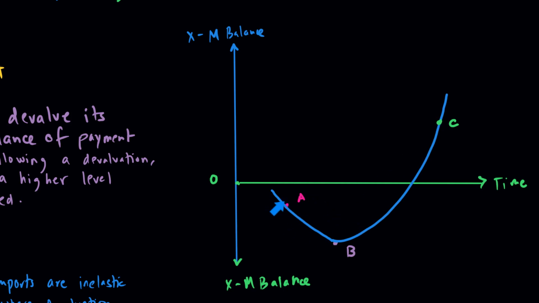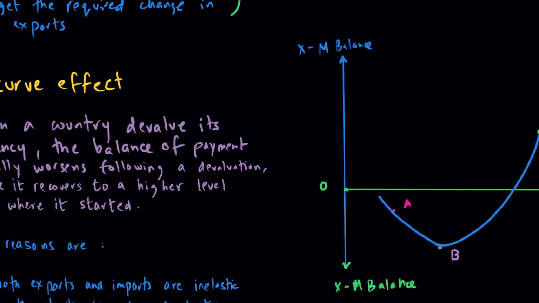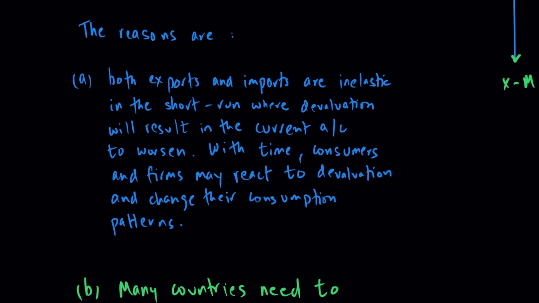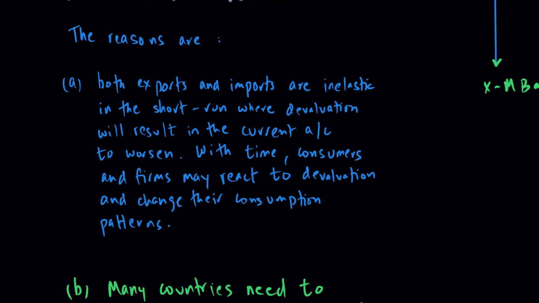And the reason why it gets worse before it gets better is, A, both exports and imports are inelastic in the short run, so devaluation will result in the current account worsening. Why are they inelastic in the short run? Because it takes time for people to react and change their consumption patterns in response to changes in prices. Because consumers react slowly to price changes, exports and imports are inelastic in the short run.